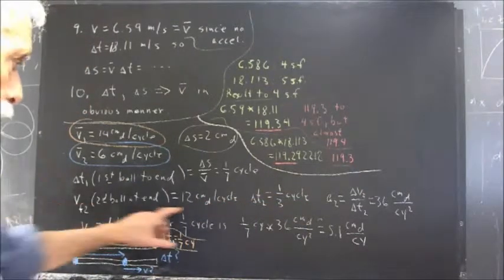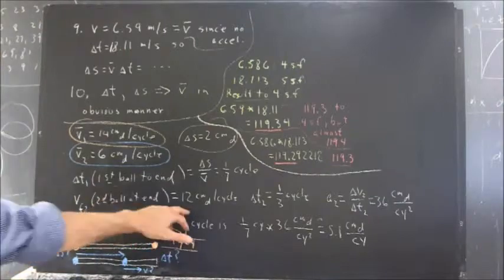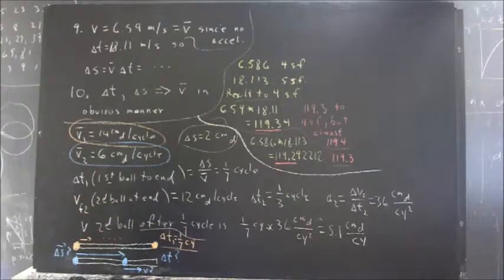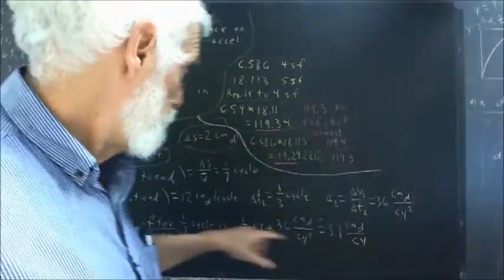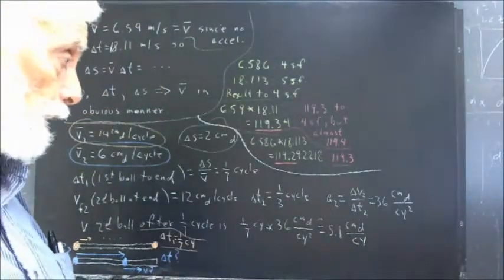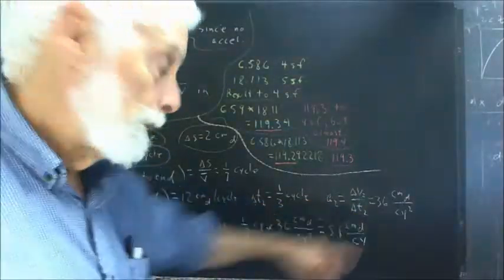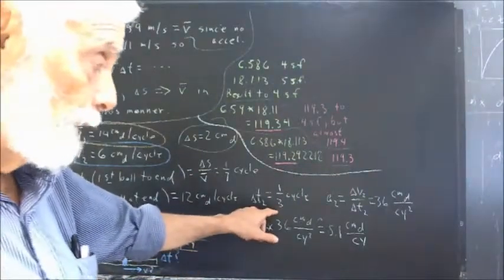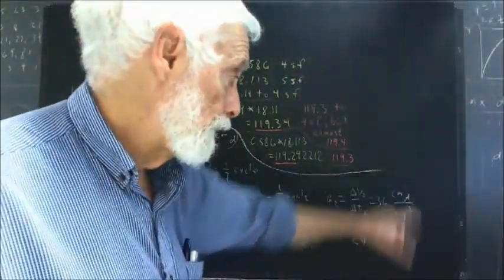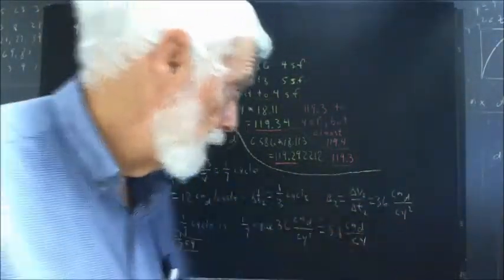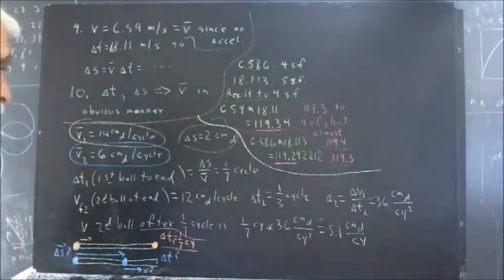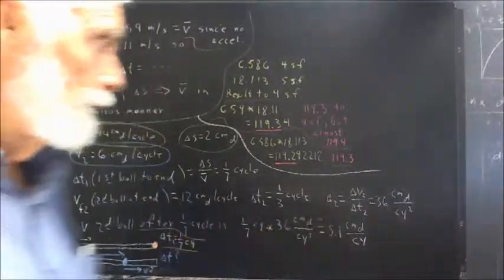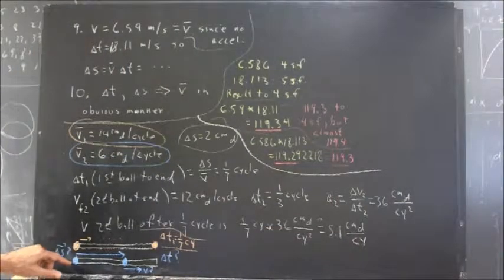So here's our final velocity. We start at 0, and that's going to be our average velocity. So our delta v on that ramp is going to be 12 centimeters per cycle, and we're going to divide that by the time it takes to get all the way to the end of the ramp, 1/3 of a cycle. We get the acceleration, which is 36 centimeters per cycle squared. Now, we need this in order to determine how fast the ball is going at this point and how far it goes.